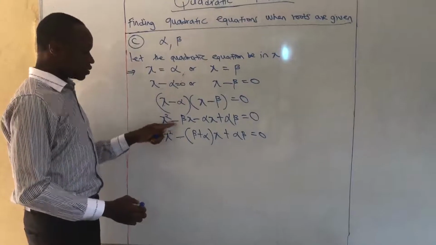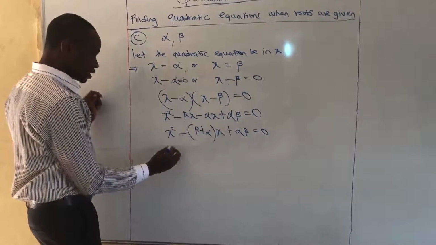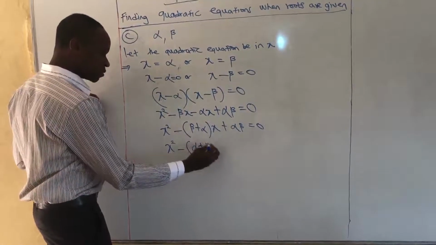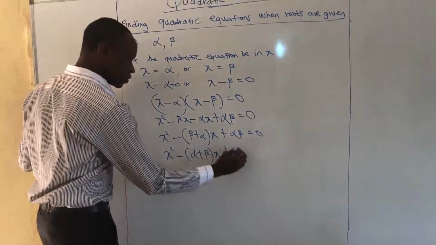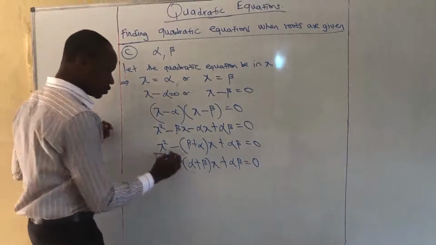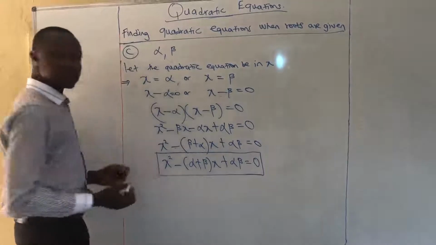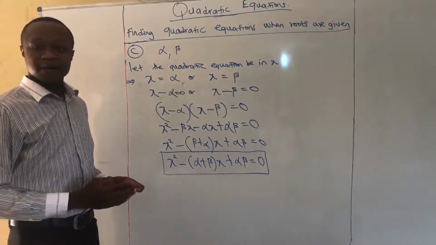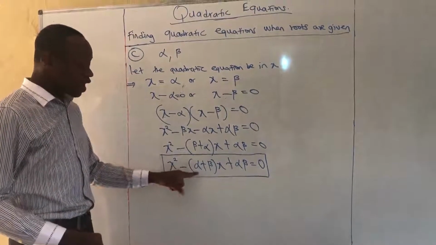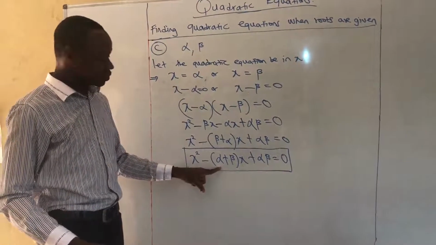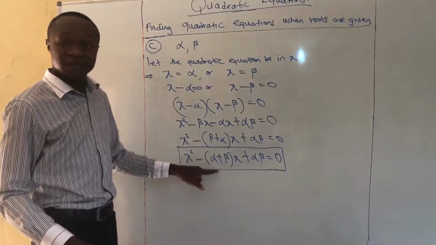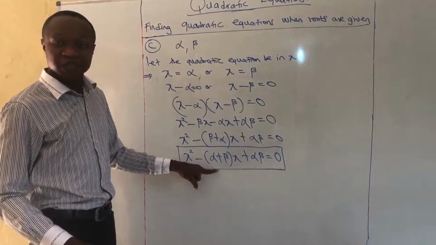I factorize out negative X. It is better to write this as negative alpha plus beta, though they are the same thing, plus alpha beta equal to 0. This is the quadratic equation whose roots are alpha and beta. Let me say something here. Alpha stands for the first root, beta stands for the second root. Two of them are numbers. Any two numbers which represent the roots.